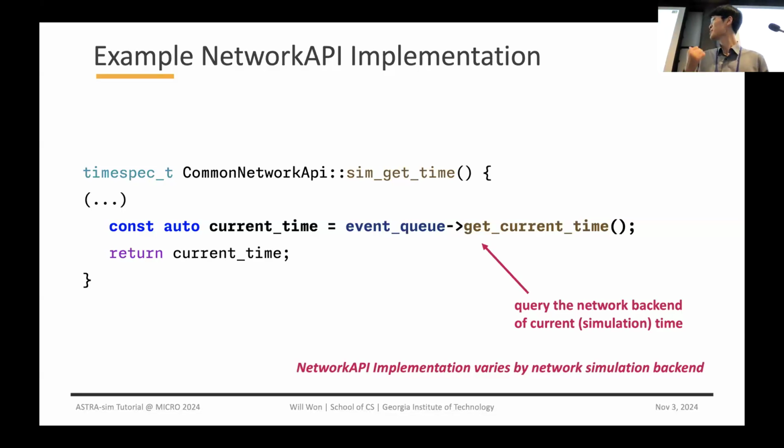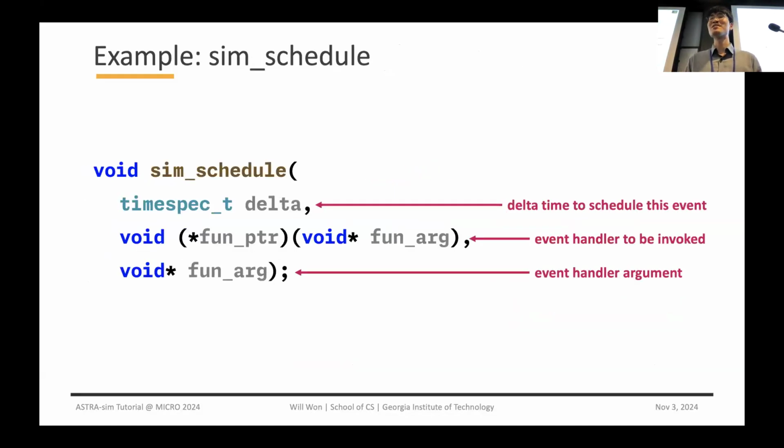For example, for the API implementation of getting the current time in this simple analytical backend, I just query the event queue to give me the current time and return that. And how about SimSchedule? This API, again, just to visit in more detail, says, please call this function with this argument after the delta time.